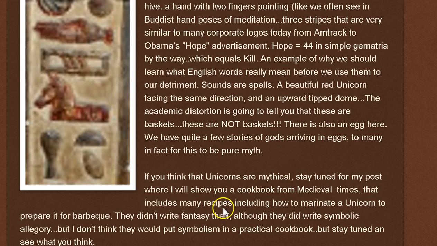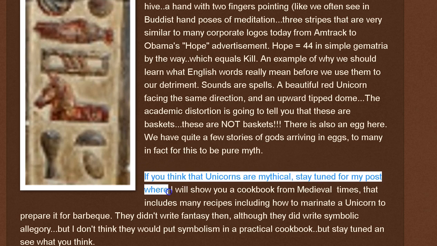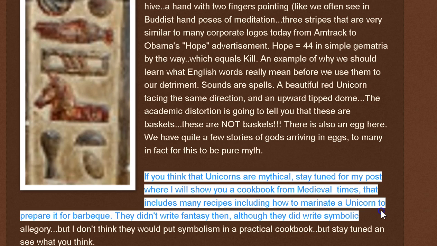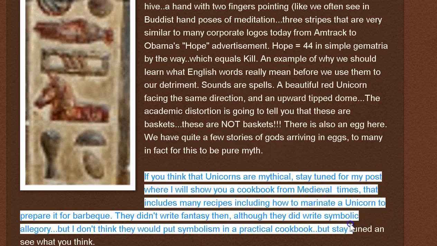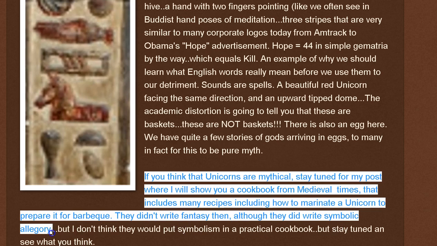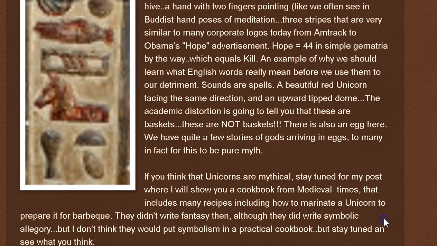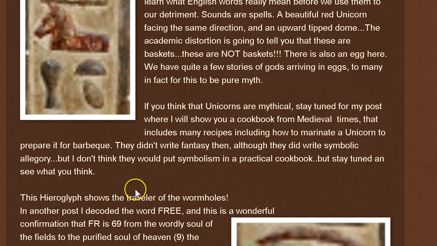If you think that unicorns are mythical, stay tuned for my post where I will show you a cookbook from medieval times that includes many recipes, including how to marinate a unicorn to prepare it for barbecue. They didn't write fantasy then, although they did write symbolic allegory, but I don't think they would put symbolism in a practical cookbook. But stay tuned and see what you think.